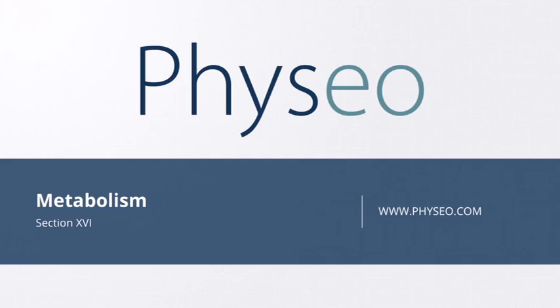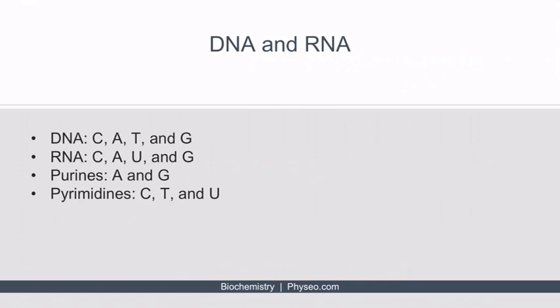Welcome to section 16 of metabolism. In this section, we'll be discussing purines and pyrimidines. Let's get started. As a reminder, DNA consists of 4 types of nitrogenous bases: cytosine, adenine, thymine, and guanine. RNA is similar but contains uracil rather than thymine.